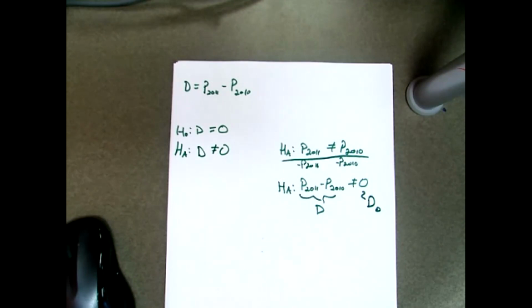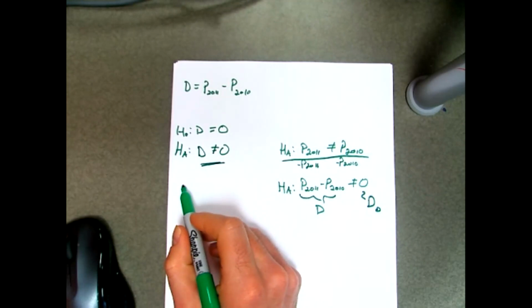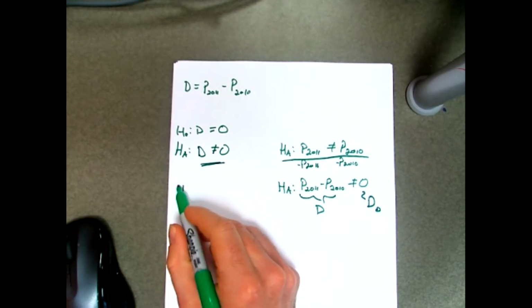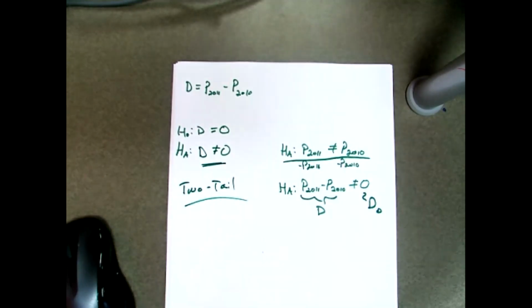Okay. Any questions on that before we keep going? So what type of tailed test do I have here? Yeah, not equal to sign in the alternative hypothesis. So I've got a two-tailed test.